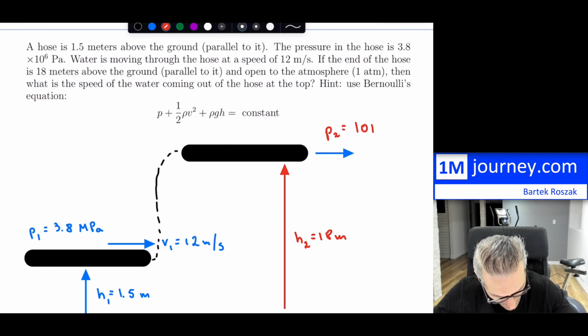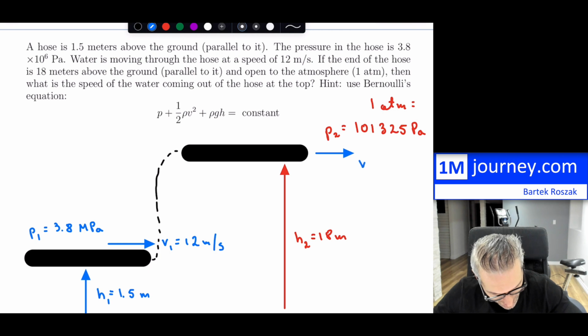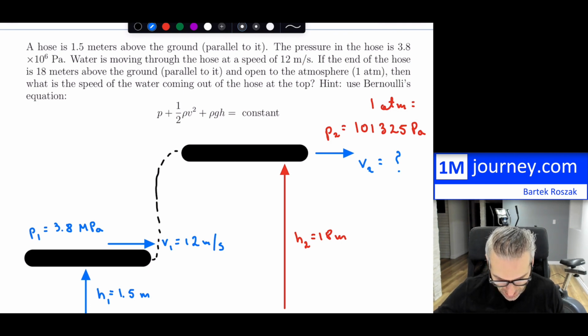So now please recall 1 atmosphere. I'm changing everything to metric standard units, so this is going to be in pascals, which is equal to 1 atmosphere. You can double check that for yourself, but that's what it would be. Now, we want to know what the speed is. So what is this speed coming out of the hose? Now, we have all of this information.